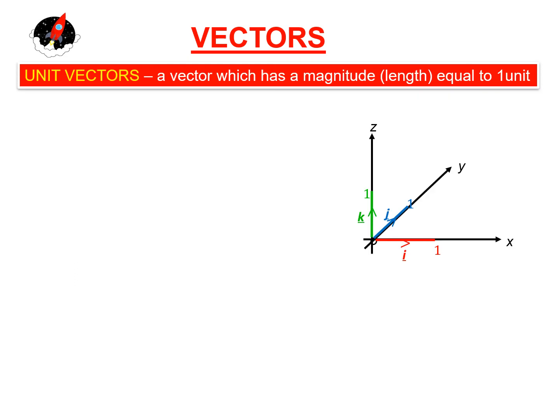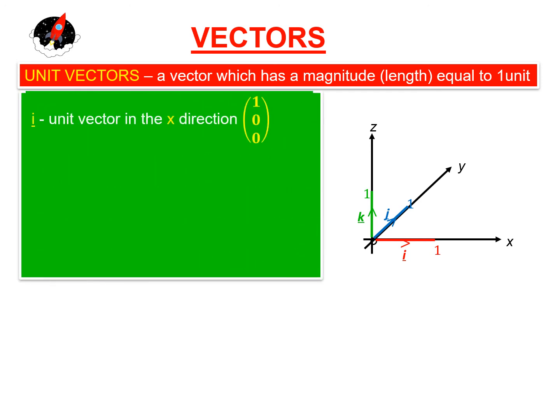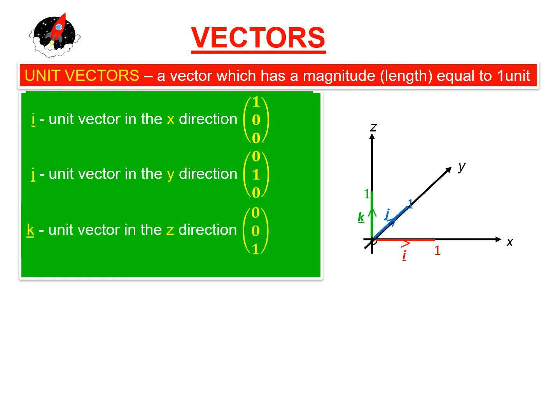The last thing we looked at was unit vectors, and we just said that that was a vector that had a length equal to 1 unit in the x, y, or z direction. So we call the unit vector in the x direction i, and it has a column vector of 1, 0, 0. j is the unit vector in the y direction, and it has the column vector 0, 1, 0. And k is the unit vector in the z direction, and it has a column vector of 0, 0, 1.